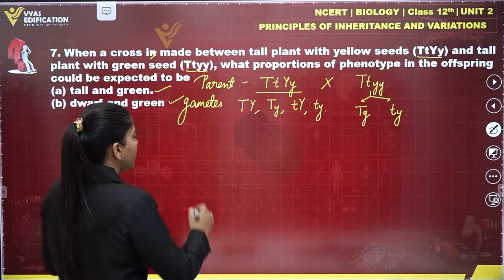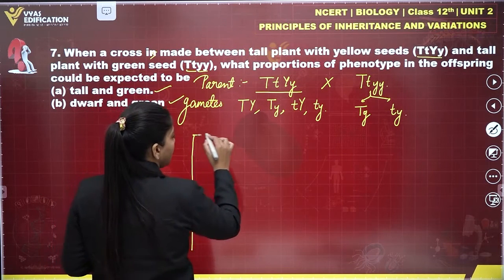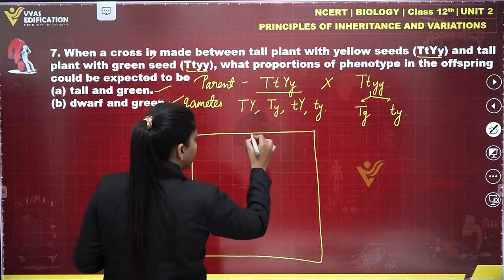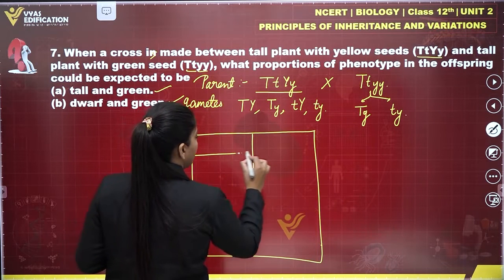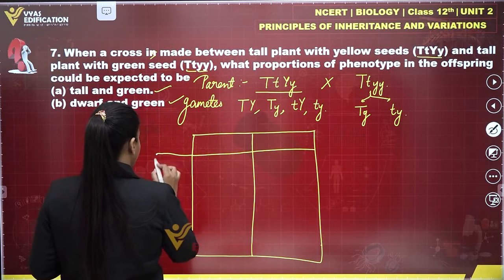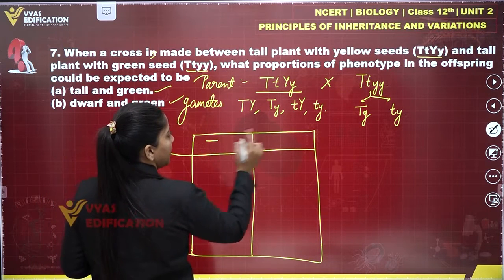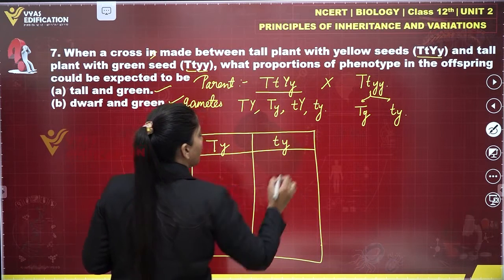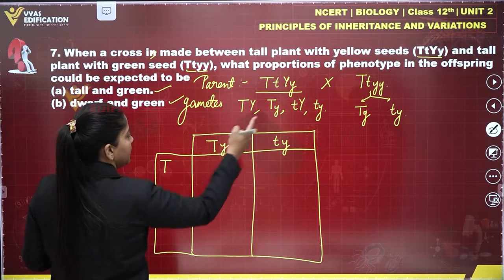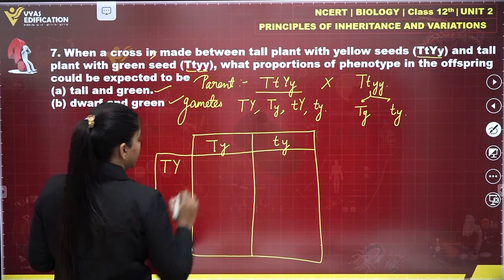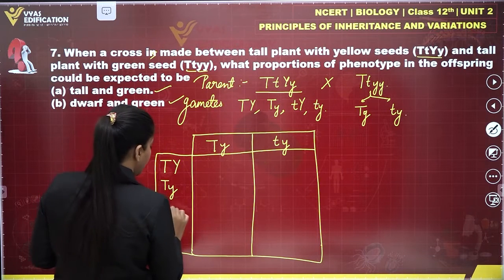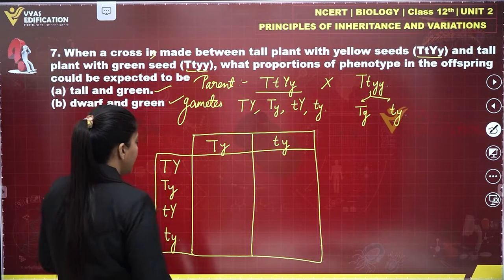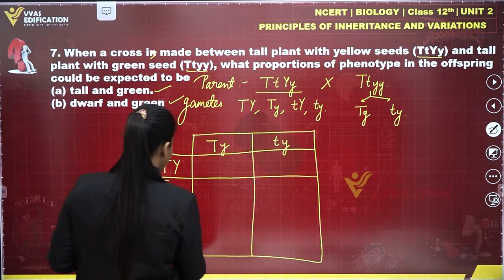Now we are going to make a Punnett square with these gametes, and fuse them with each other to obtain a result. First we write the gametes capital T small y and small t small y. Here we write the other gametes: capital T capital Y, capital T small y, small t capital Y, and the last, small t small y. Now we are going to fuse them with each other.